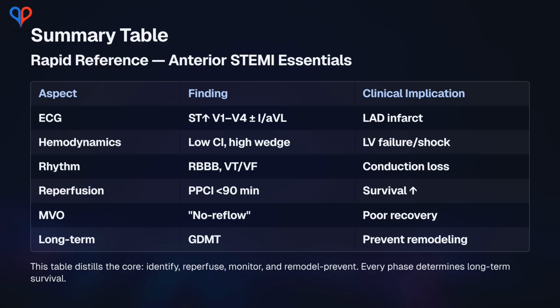The clinician's job is to recognize it rapidly on the ECG, restore blood flow with timely reperfusion, understand that opening the epicardial artery does not guarantee microvascular perfusion, anticipate cardiogenic shock, structure management through a shock team approach with invasive hemodynamics when needed, and then transition to long-term, guideline-directed therapy to prevent chronic LV remodeling and heart failure.